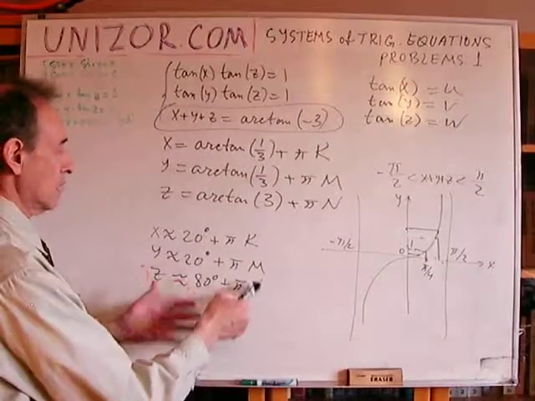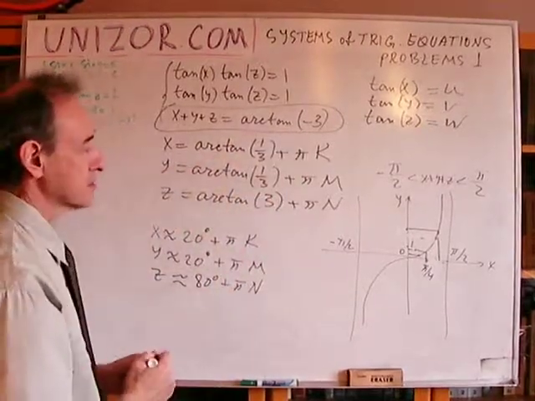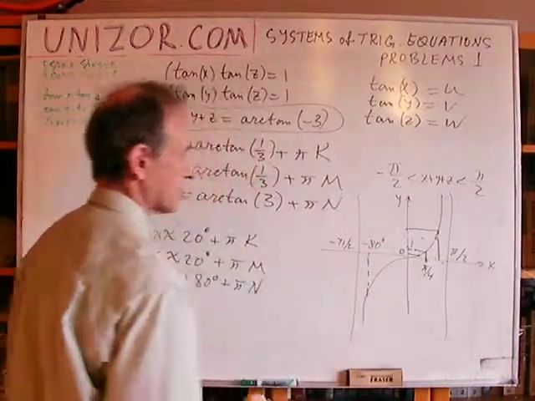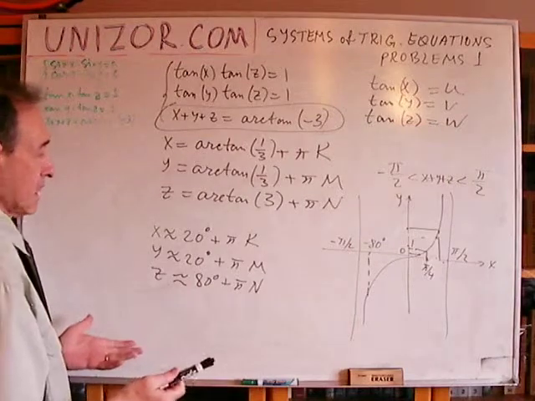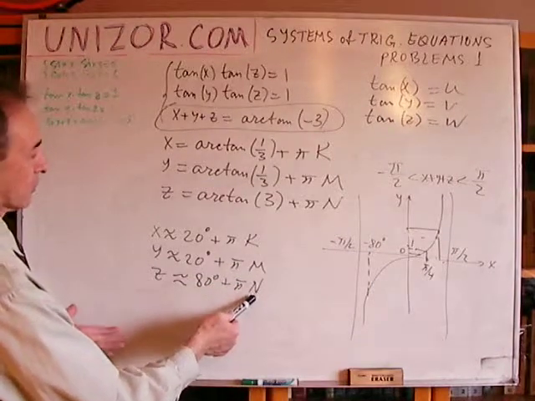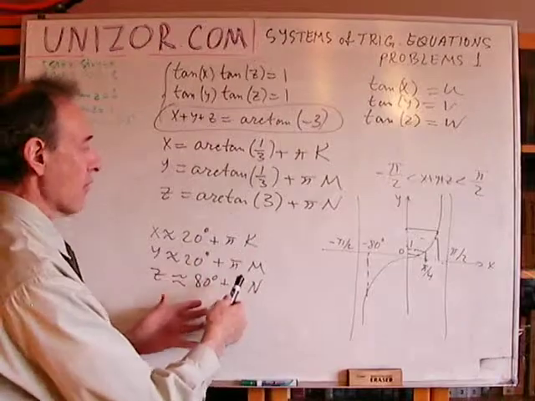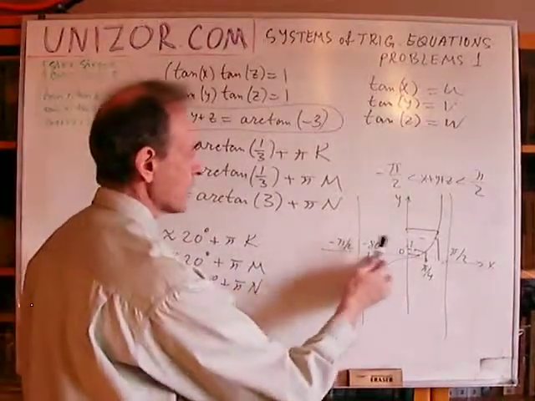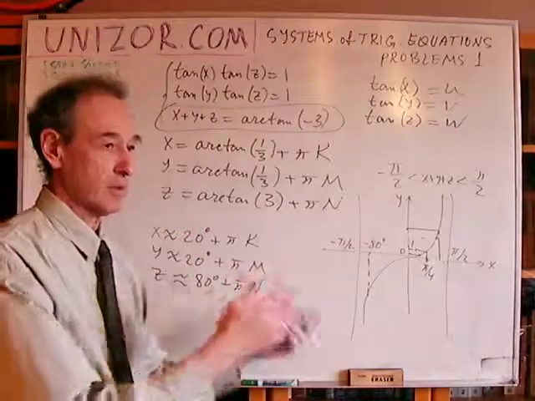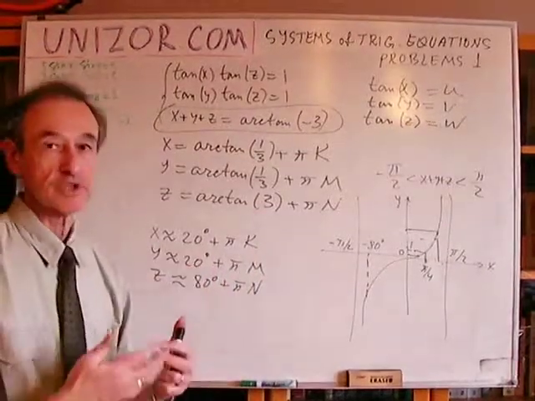Can I choose k, m, and n in such a way that the sum of these would be arctangent of minus 3? Now, what's arctangent of minus 3? That's somewhere here, right? So let's say it's minus 80 degrees, something like this. Well, probably yes. I can put something like minus 3 here, or minus 2, for instance, here, and 1 here, and I will be somewhere close. So I think I can play with these numbers in such a way that their sum would be within this particular interval.